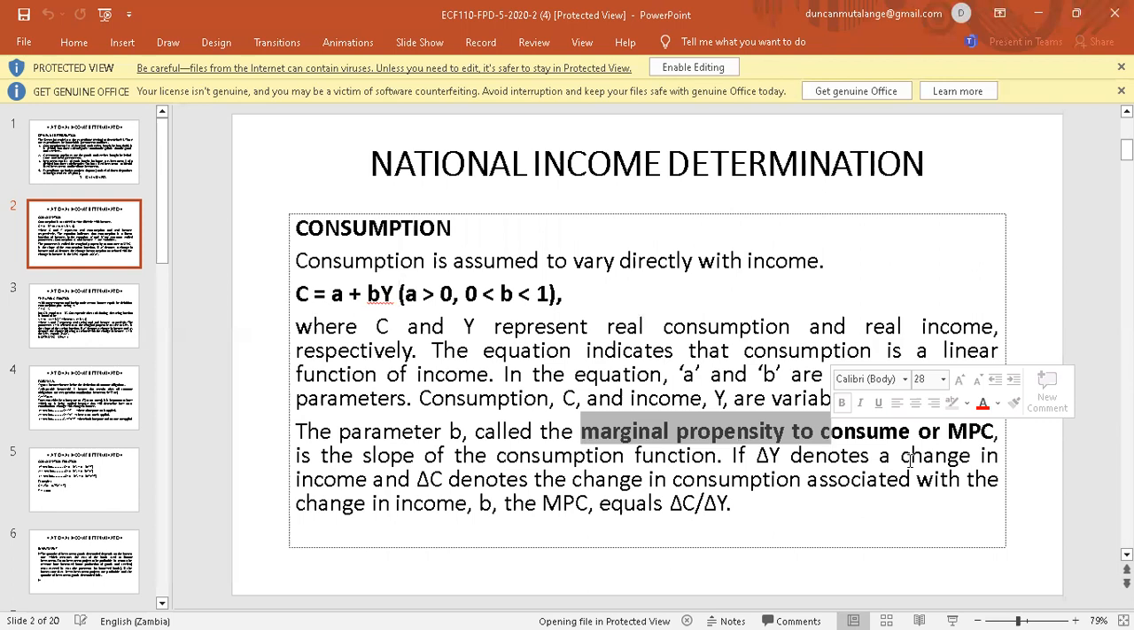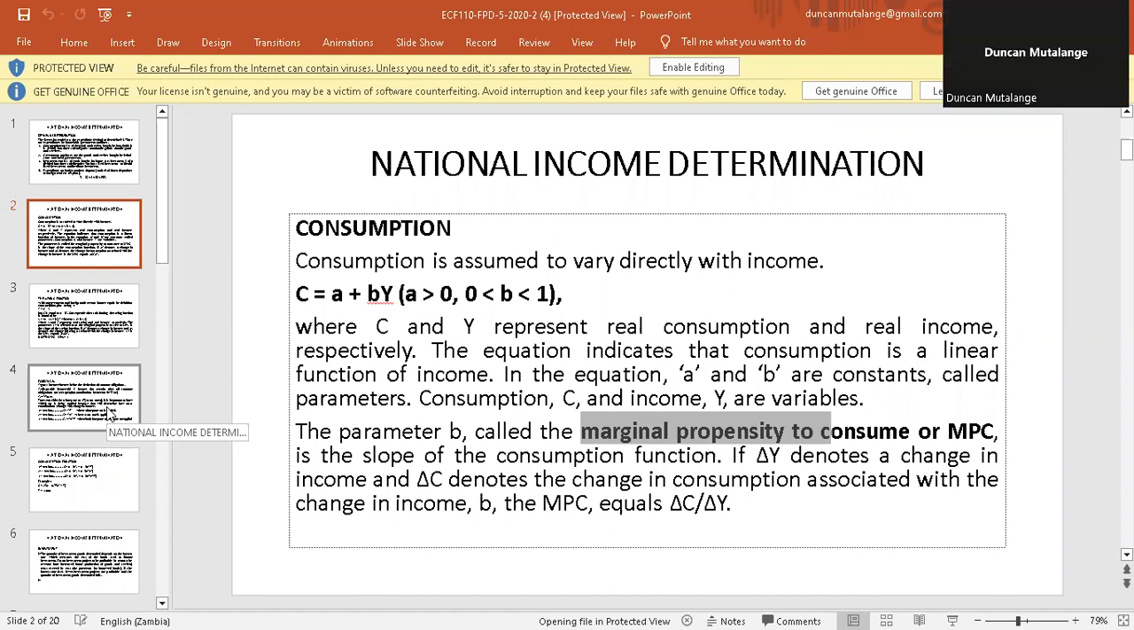Now, when you're given the consumption function, I just want you to draw, I hope you're having a book or something, the X and Y plane. Then on the Y-axis, I want you to put consumption. Then on the X-axis, I want you to put income. Then you can put in brackets, income is being represented by Y, consumption is being represented by C. Now, we know that the gradient is equal to change in Y over change in X, right?